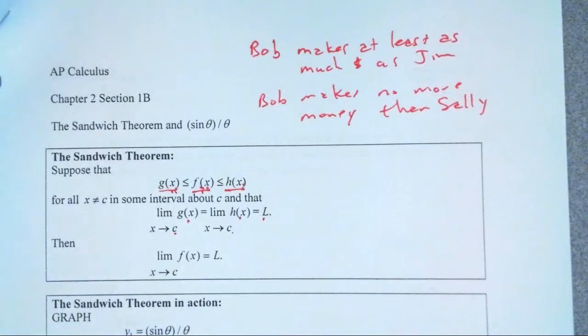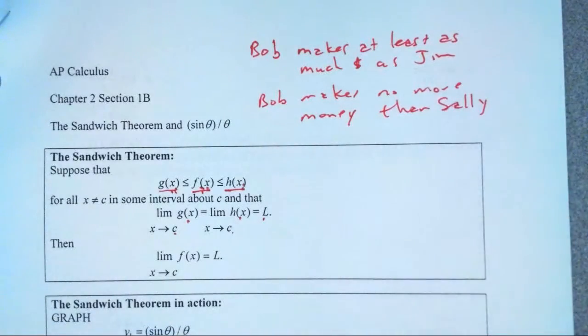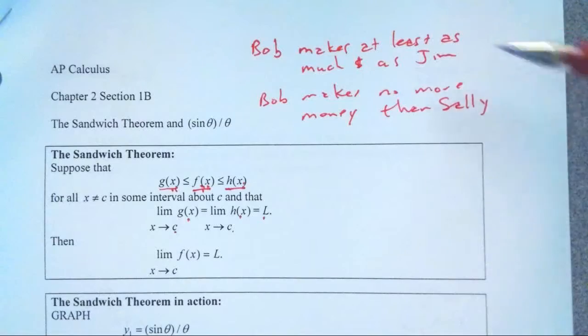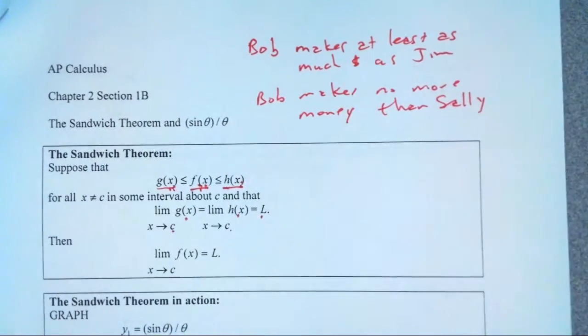There may be a day where Sally makes $2.50 and Bob makes $12 and Jim makes $3. But on that day, if Jim and Sally make $125, Bob had to make $125.